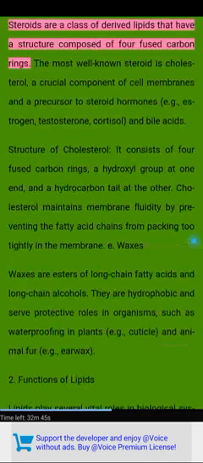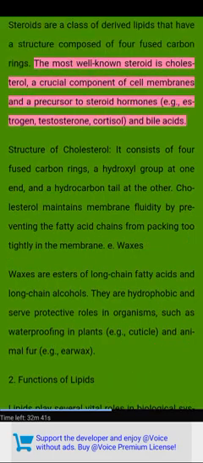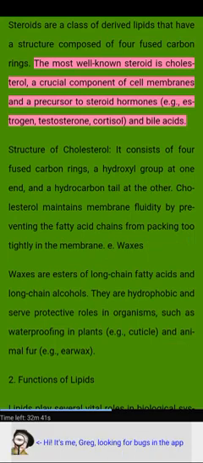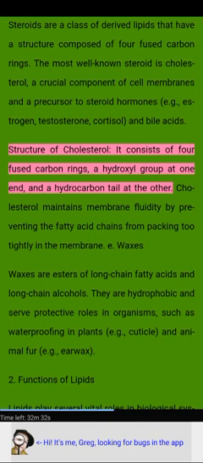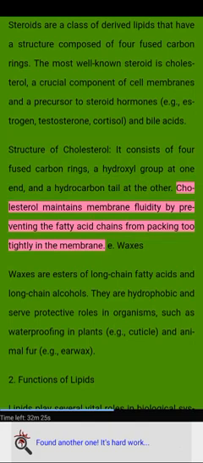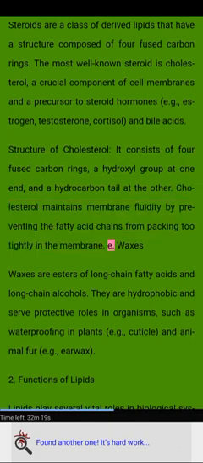D. Steroids. Steroids are a class of derived lipids that have a structure composed of 4 fused carbon rings. The most well-known steroid is cholesterol, a crucial component of cell membranes and a precursor to steroid hormones, e.g., estrogen, testosterone, cortisol, and bile acids. Structure of cholesterol. It consists of 4 fused carbon rings, a hydroxyl group at one end, and a hydrocarbon tail at the other. Cholesterol maintains membrane fluidity by preventing the fatty acid chains from packing too tightly in the membrane.